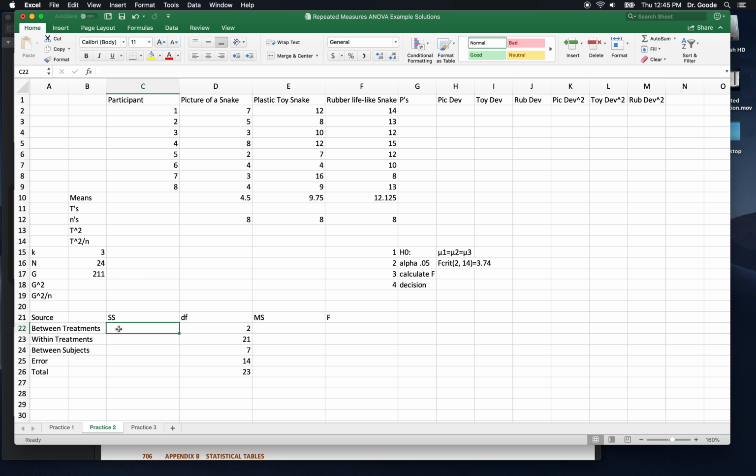Well, I'm going to do between treatment sums of squares first. We just need to get the T's, the total of everyone in this group. We'll square those values. Oops, I want to square them there.